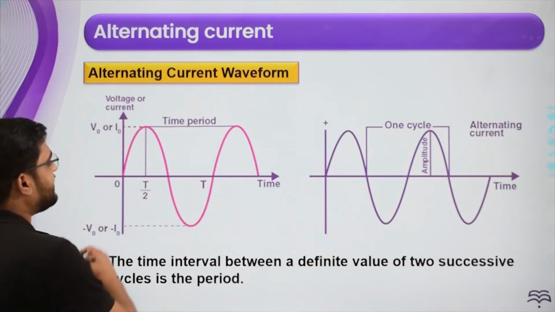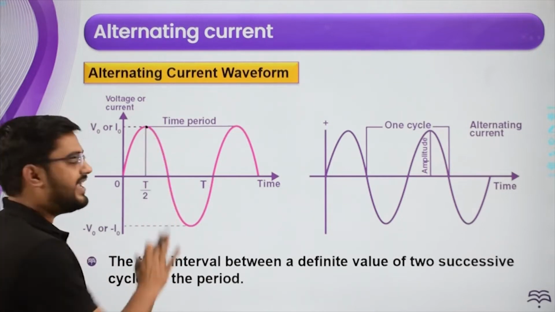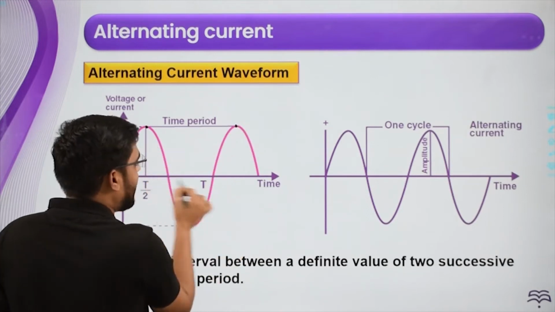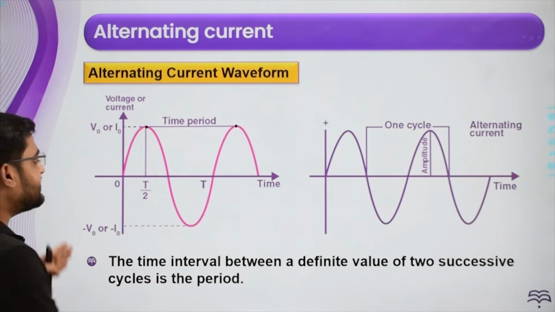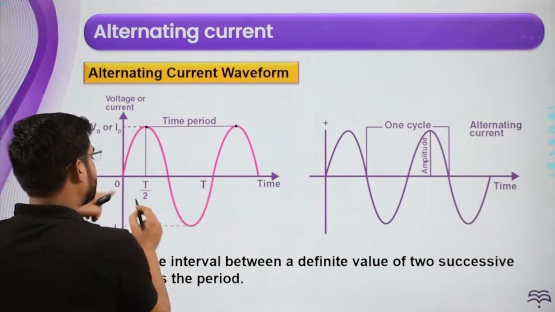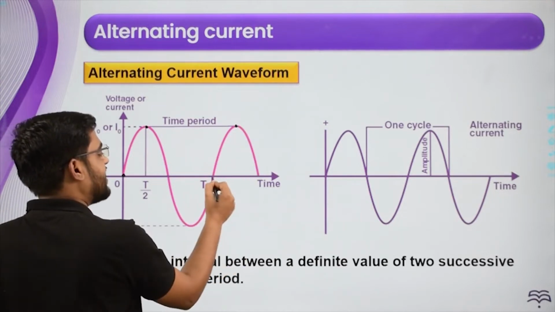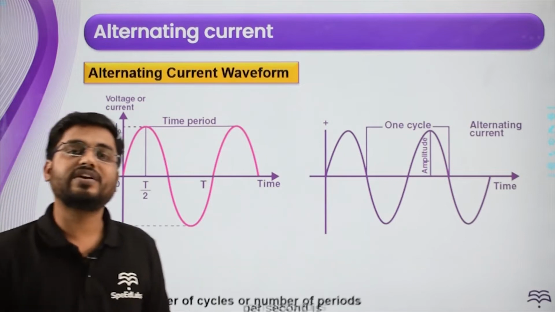Basically, this is my one cycle. Let's say this is a fixed value. Again, the same value in the next cycle we are getting here. And this gap, this duration on the time axis, is the time period. Similarly, we can also say from here, starting at 0, and the next one is starting at 0. So this gap is also the time period. This is how we define the time period.